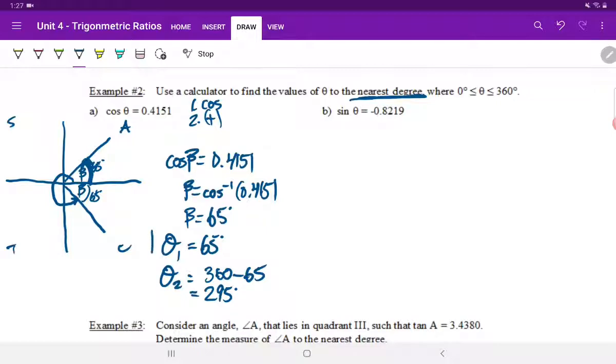All right, so what does this mean, right? If you were to sub in cos 65 and cos 295 on your calculator, for both of those angles, you'll get 0.4151.